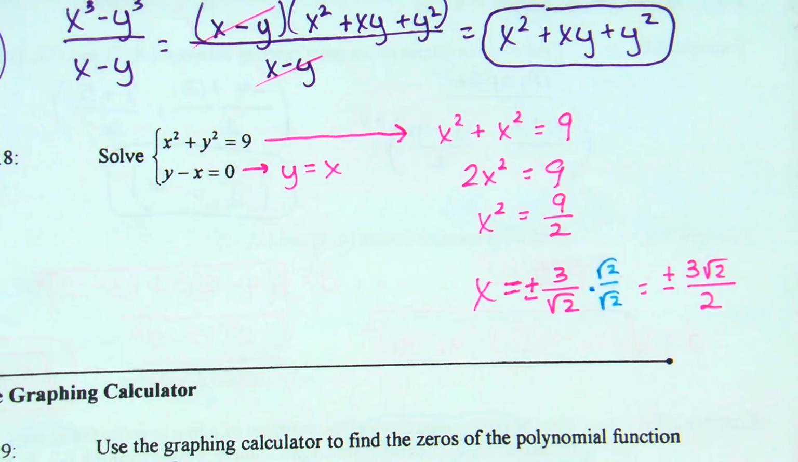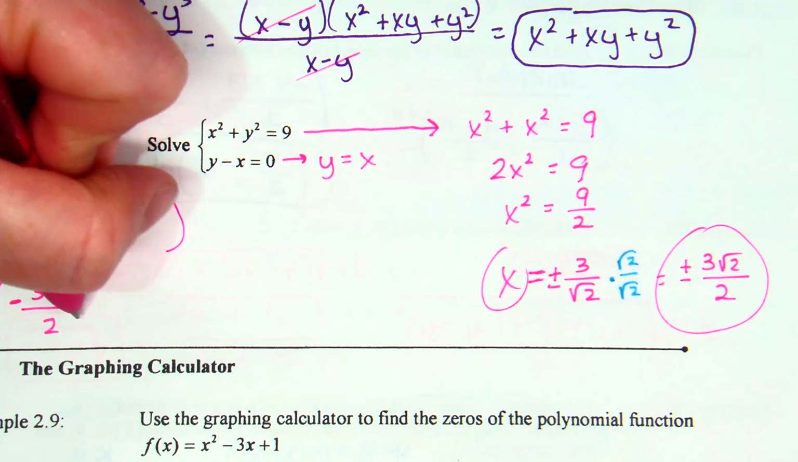So that's my x's. It just said solve. It's a system of equations. I'm trying to hint to the fact that we're not done. Yeah, these are the x's. What do we need in a system of equations? We need y's, right? We need ordered pairs. So what I know right now is that one of my ordered pairs is 3 square root of 2 over 2, comma something. My other ordered pair is negative 3 square root of 2 over 2, comma something. So the point is I have 2 ordered pairs as my answer.